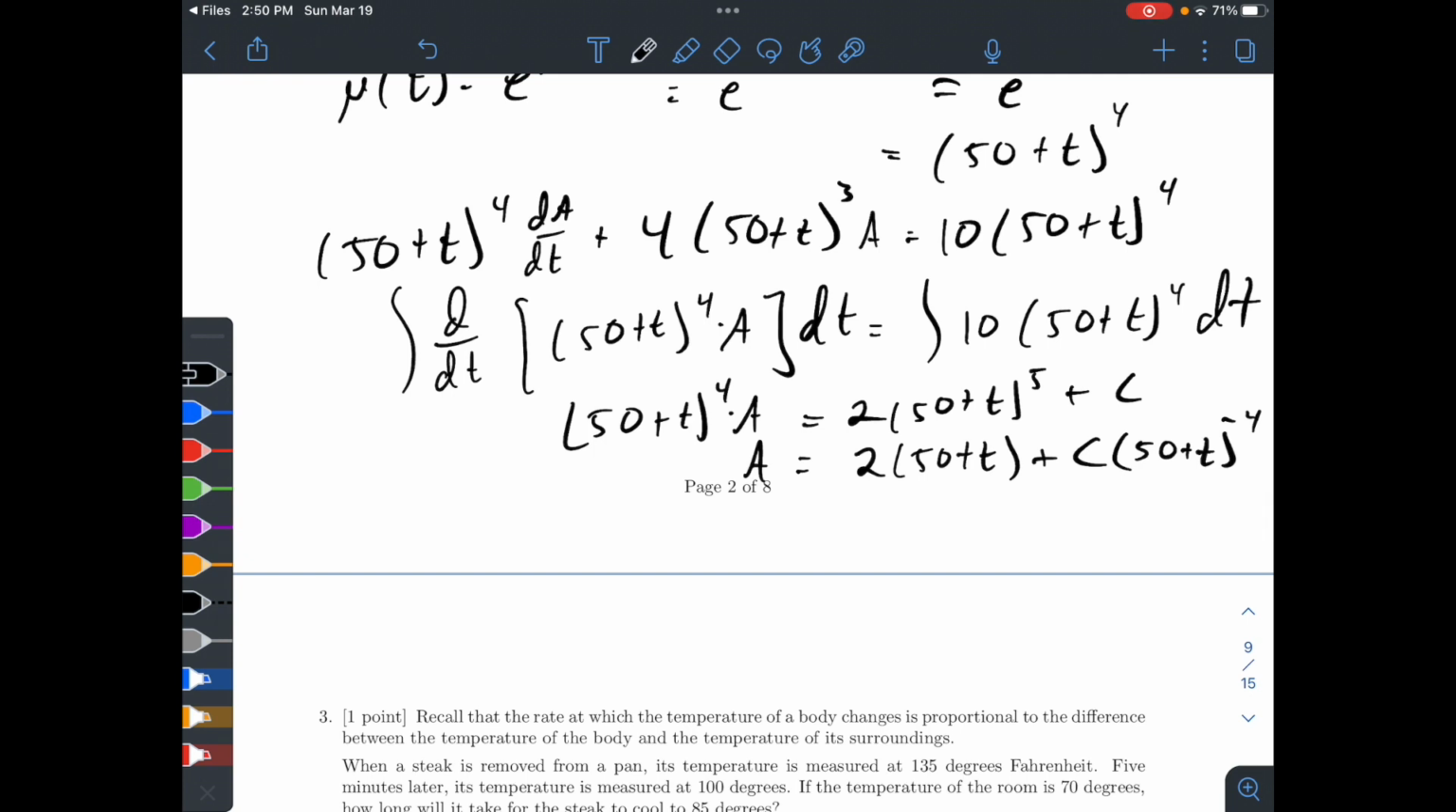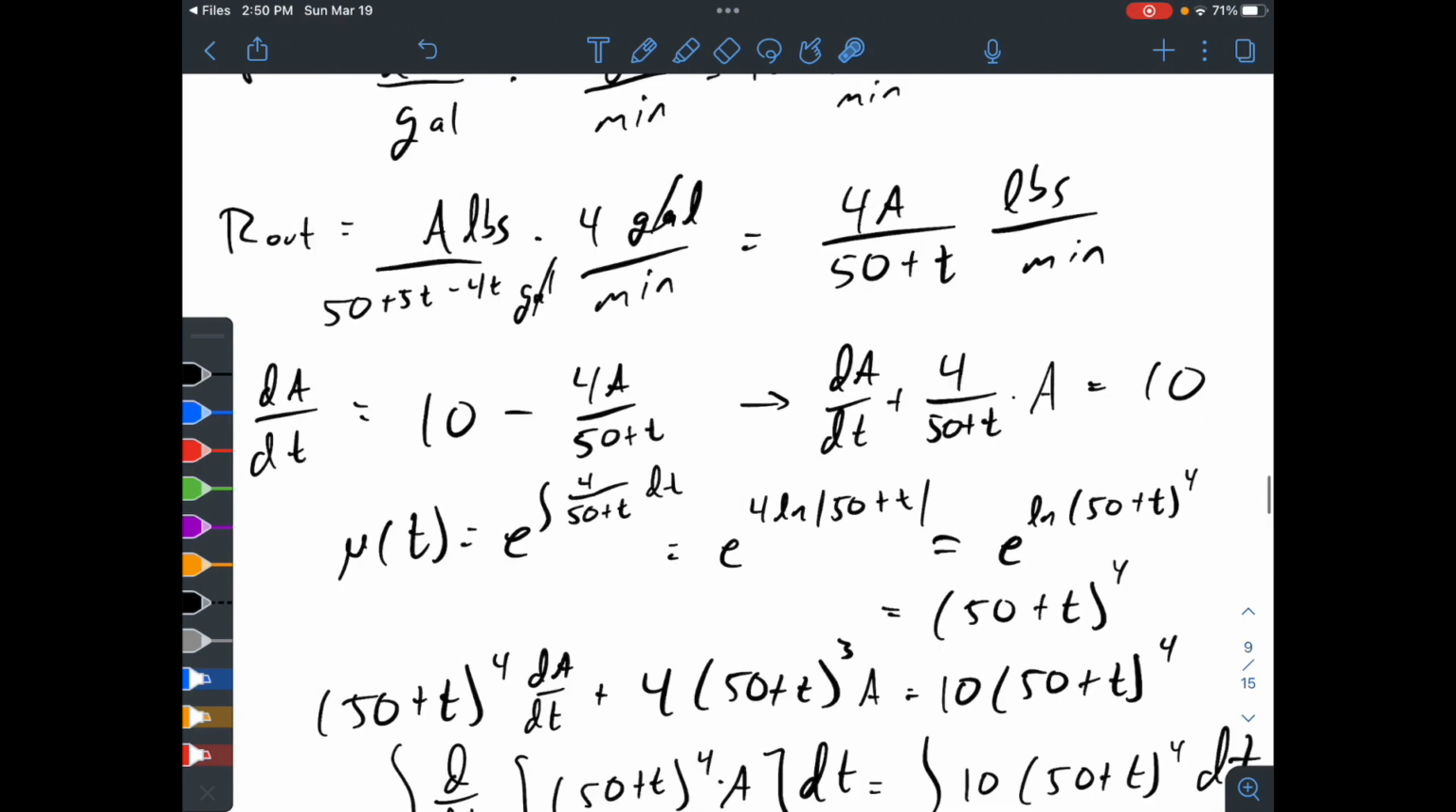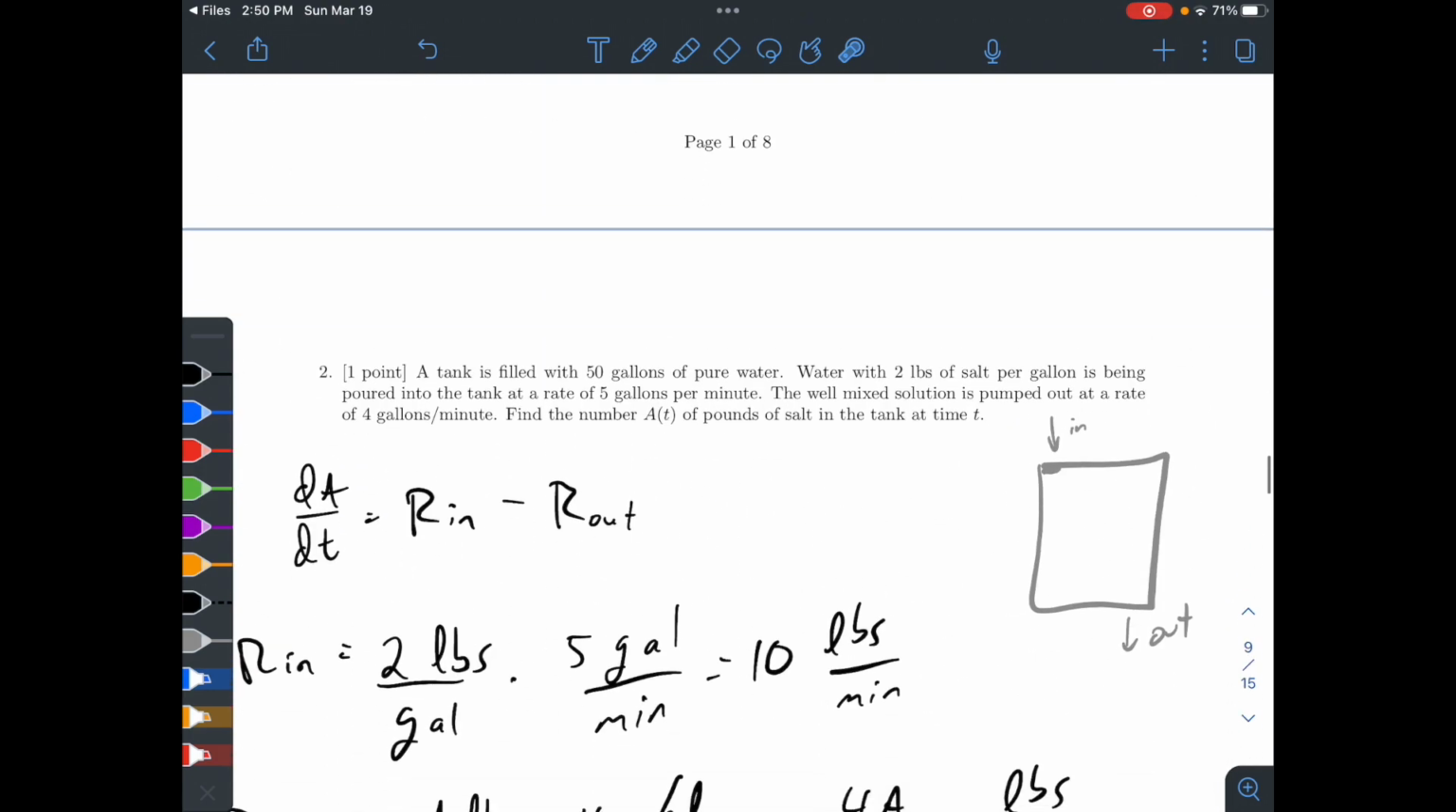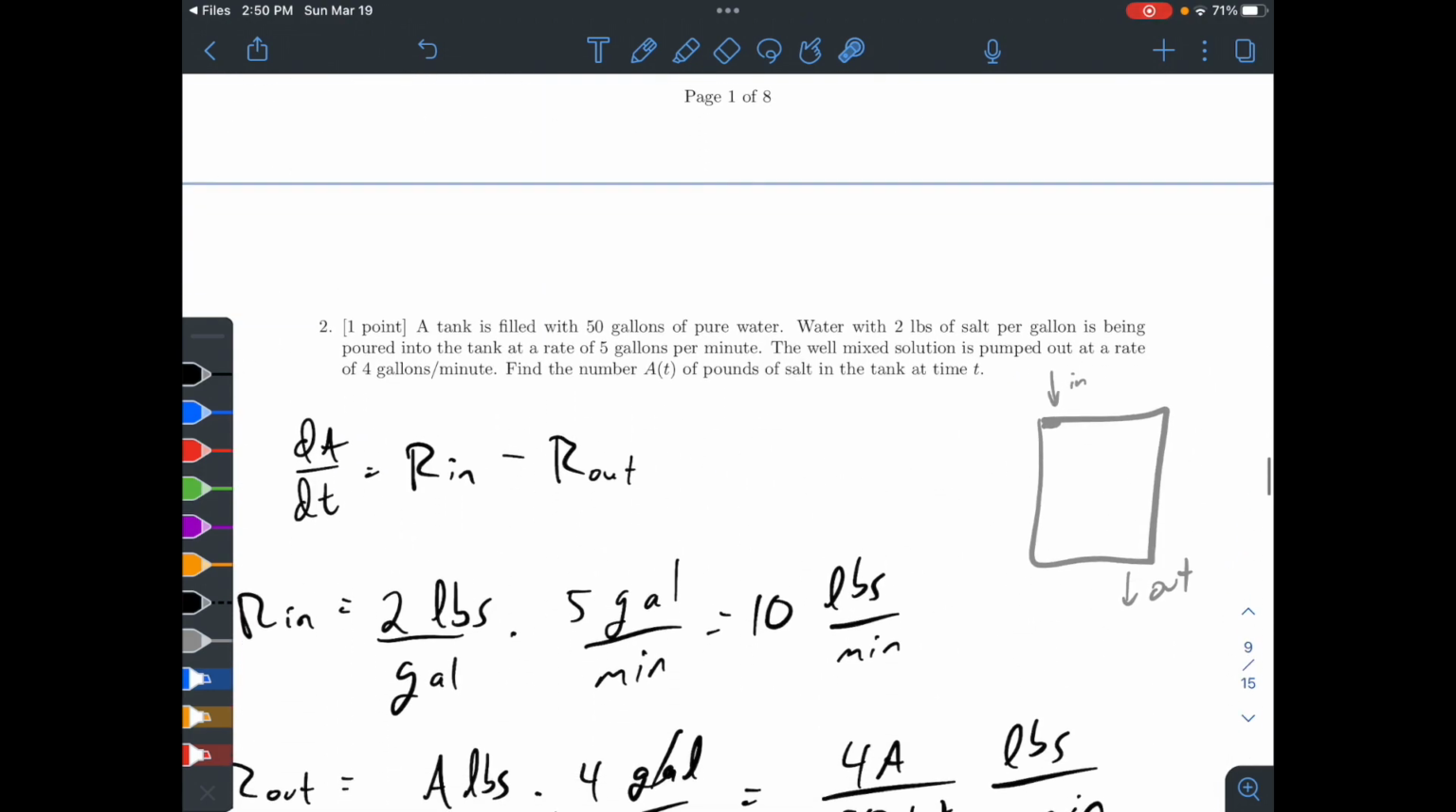Okay. We are not done because we don't know what this c value is right here. So let's go back up here. We need an initial condition. And that's this first sentence right here that we haven't used at all yet. This says the tank is filled with 50 gallons of pure water.